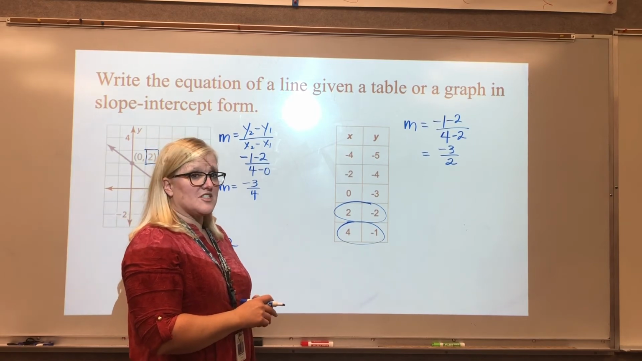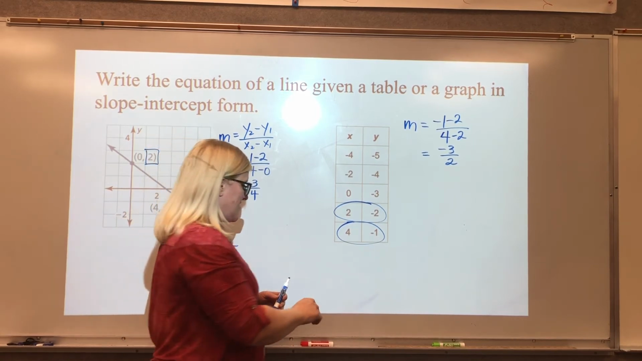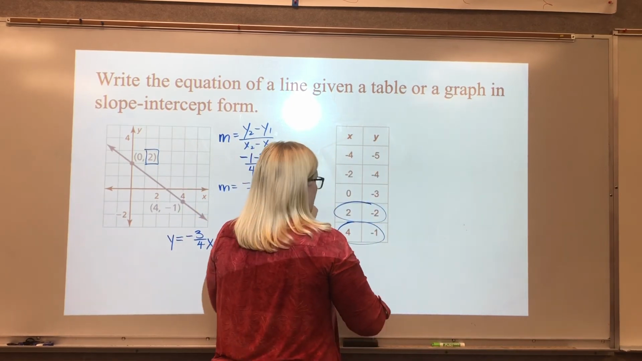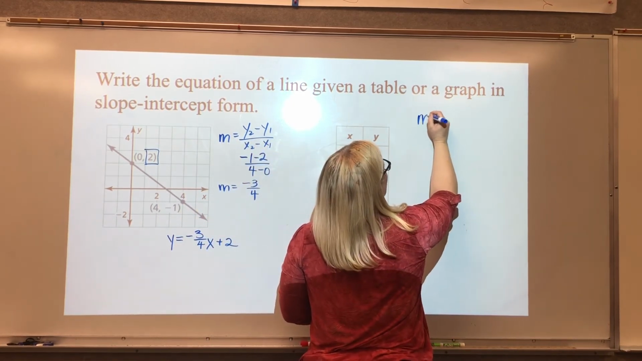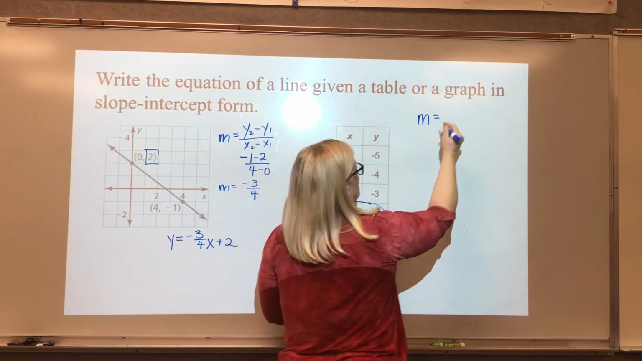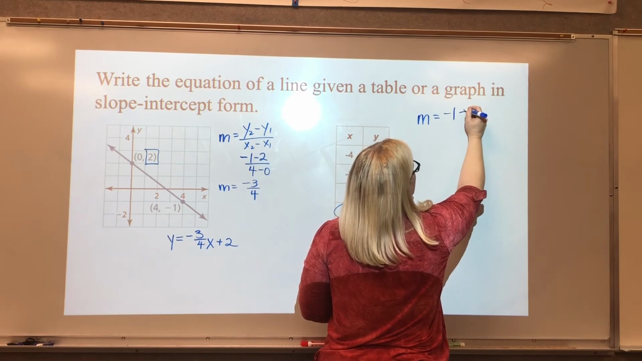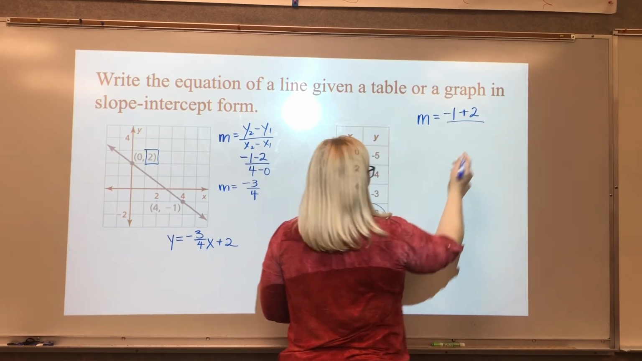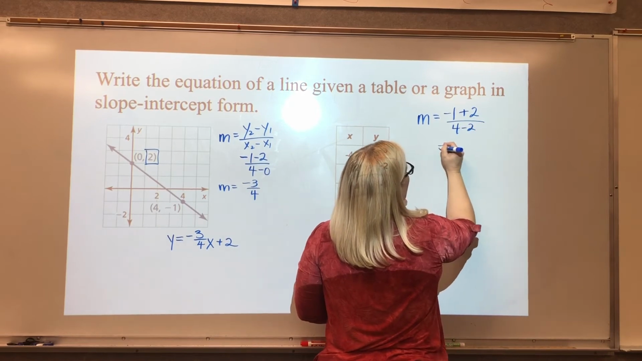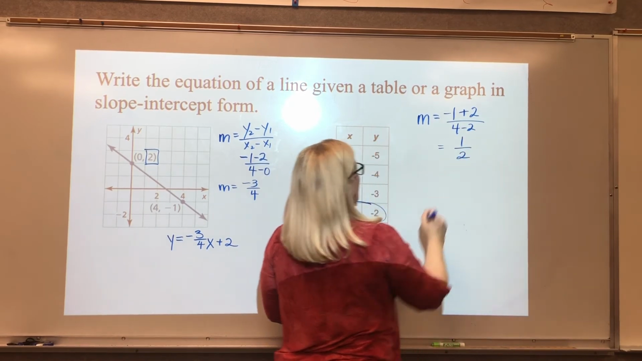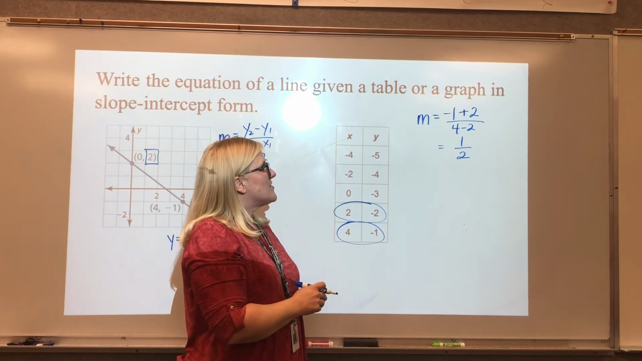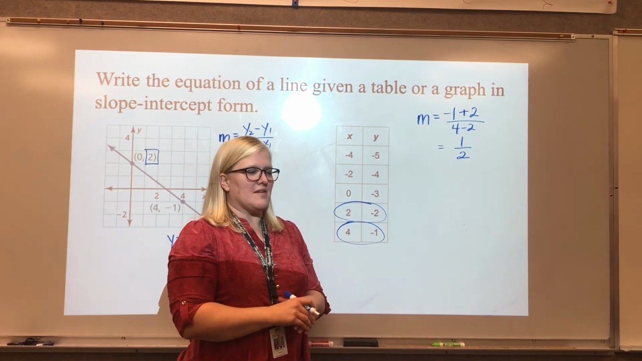No, it's not. Did you see my mistake? Hopefully you saw my mistake. Let's do that again. The slope is negative 1 minus negative 2. Negative 1 minus a negative 2 over 4 minus 2. That equals 1/2. That is much better. That's what I was thinking it should be.